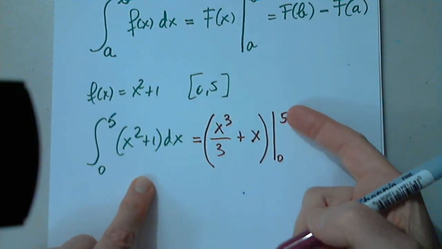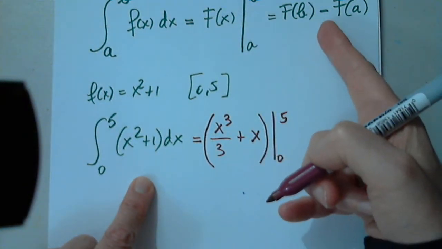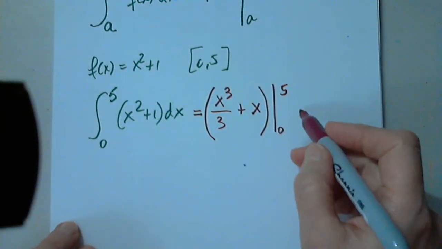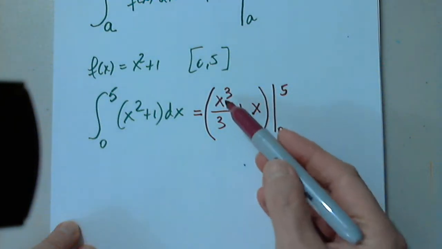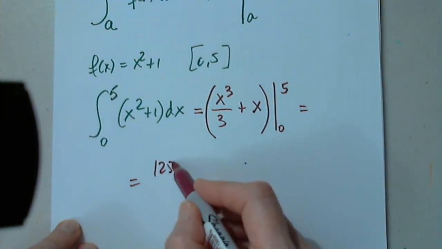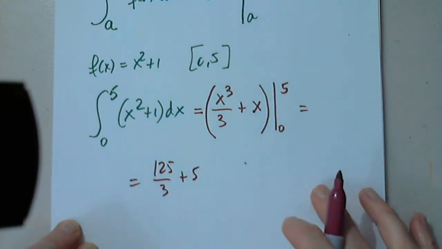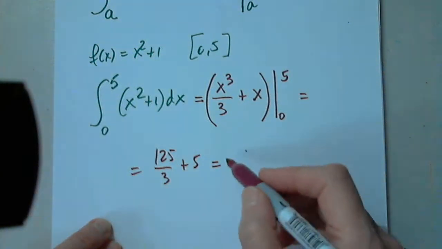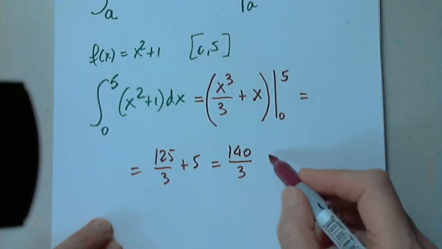It says plug in 5 and subtract when I plug in 0. There is no need to plug in 0 because it will be 0 plus 0. I will only plug in 5. So 125 over 3 plus 5. 3 times 5 is 15. 15 plus 125 is 140, divided by 3. Exact.